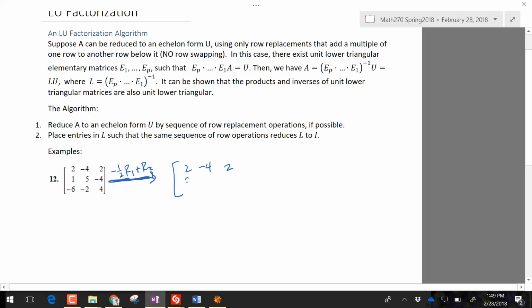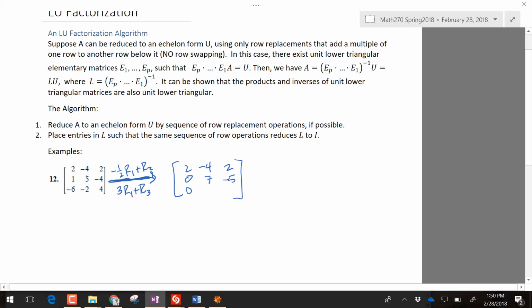So if I multiply that, that would be 0. Multiply this by negative 1/2, that's going to be a positive 2, plus 5 is 7. Negative 1/2, that's negative 1. Negative 1 minus 4 is negative 5. Okay? In the same step, I will get rid of this negative 6. I will multiply 2 by 3 to get positive 6, and then add that to row 3.